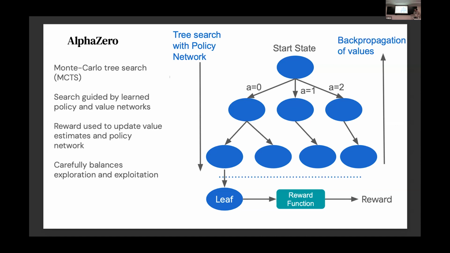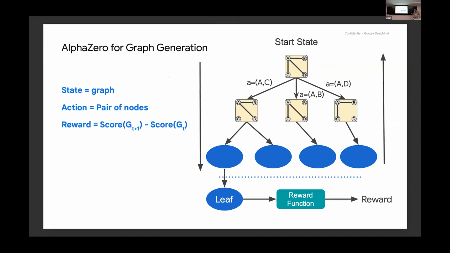Right? And when you reach a leaf, which gives you a final reward, then you propagate this information back, and you update the policy and value networks. And it also uses the UCB formula for balancing exploration and exploitation. So in our case, our state is the graph, the actions are flipping edges, and the final reward is the score. The reward in each step from going from the parent to the child is the difference between the scores. So the final reward when you go to the leaf would be the score of the final graph minus the score of the starting graph.